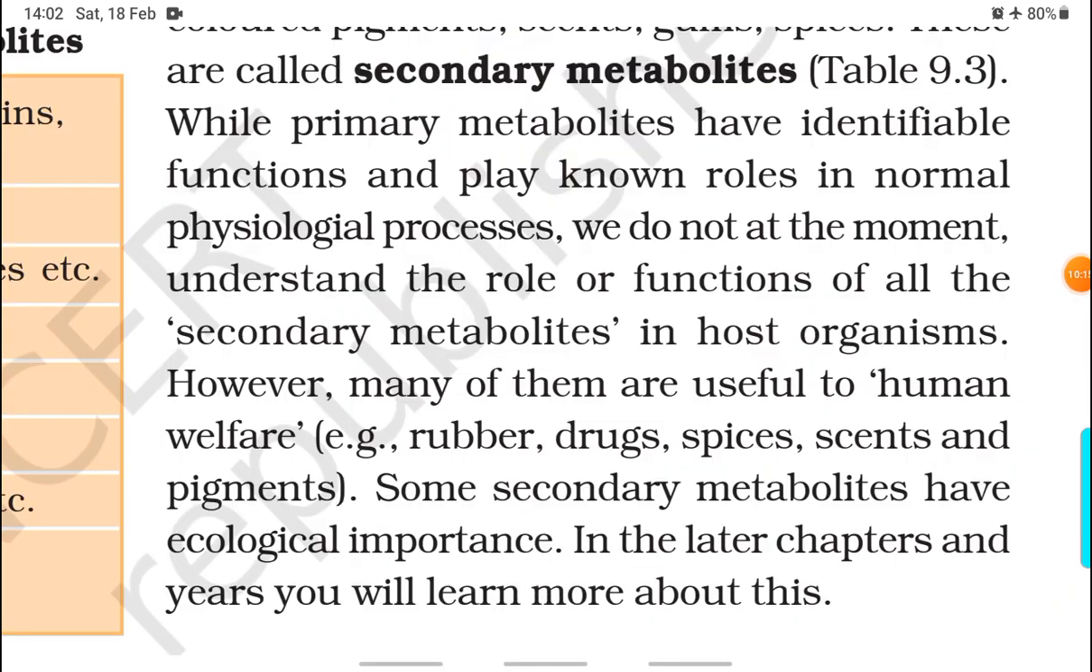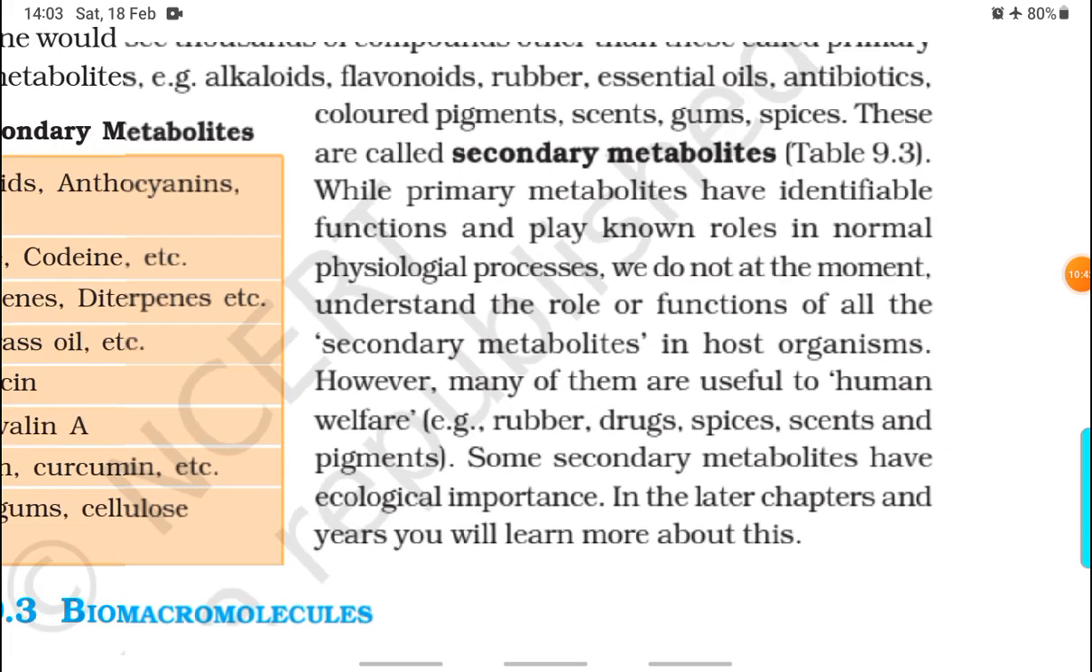While primary metabolites have identifiable functions and play known roles in normal physiological processes, we do not at the moment understand the role or functions of all the secondary metabolites in host organisms. However, many of them are useful to human welfare, for example, rubber, drugs, spices, scents, and pigments. Some secondary metabolites have ecological importance. In later chapters and years, you will learn more about this.